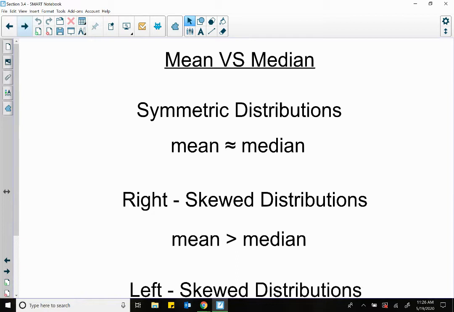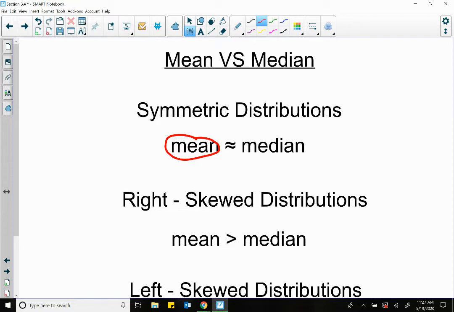So, mean versus median. When it comes to symmetric distributions, we usually go with the mean. But it's important to know that in symmetric distributions, the mean and the median are approximately the same, because the mean, median, and mode are all in the middle of the data. I'm going to show you a picture of that in a second. You could talk about either one, but the mean is usually the better one to talk about in symmetric distributions.